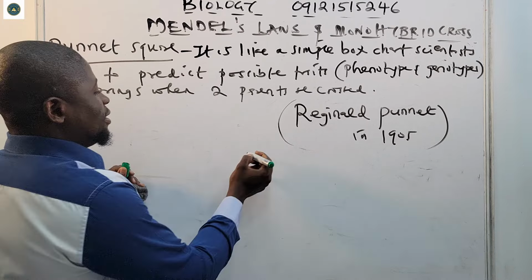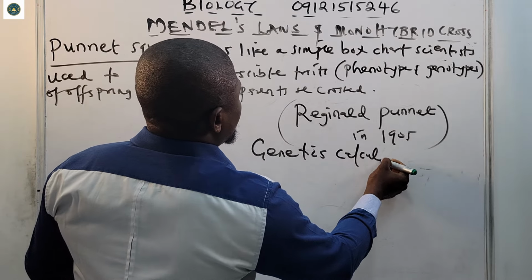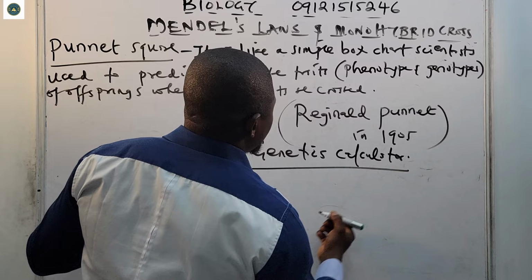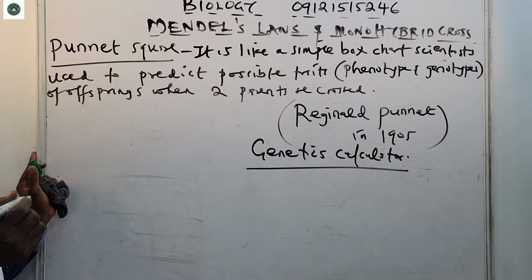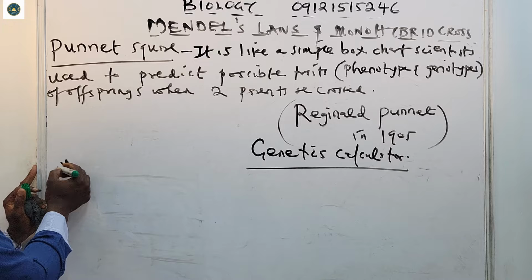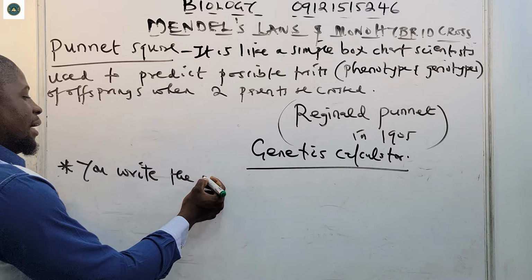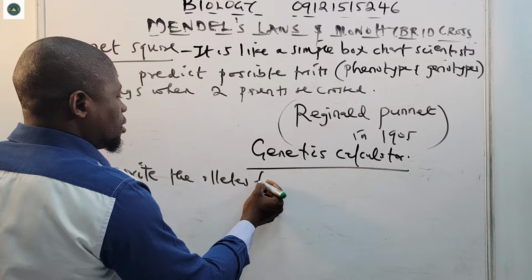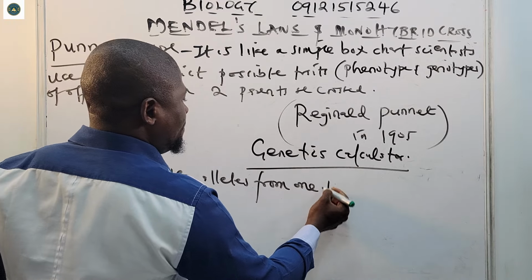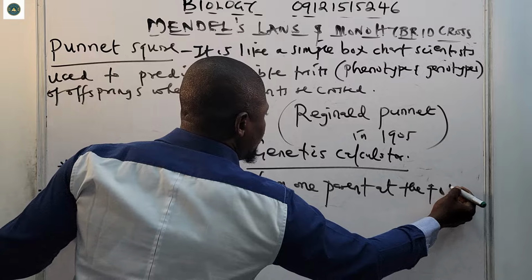Think of it like a genetics calculator, all right? What you do is you write the alleles from one parent on the top, all right? You write the alleles from one parent at the top, okay?